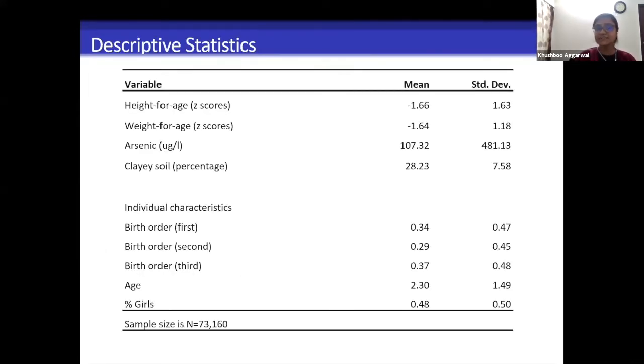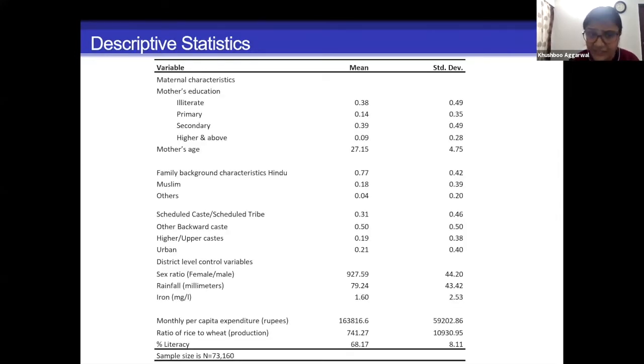Now, the descriptive stats for our main variables. As you can see that in our sample, the mean level of arsenic is 107.32 micrograms per liter, which is much higher as compared to the threshold limit given by the World Health Organization. This is the descriptive stats for our other control variables and also for the district-level characteristics.